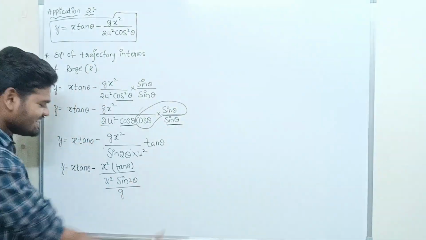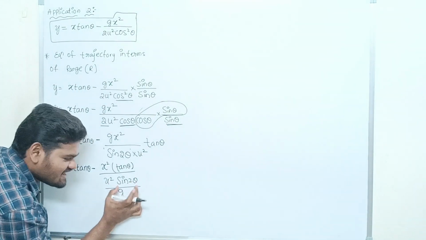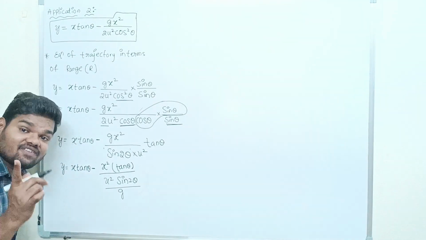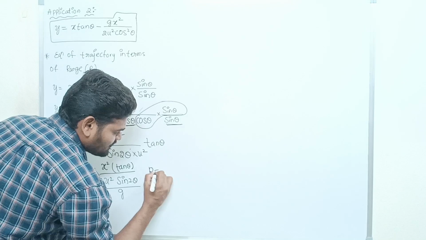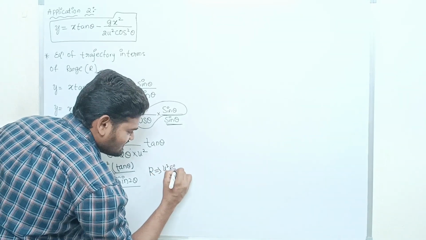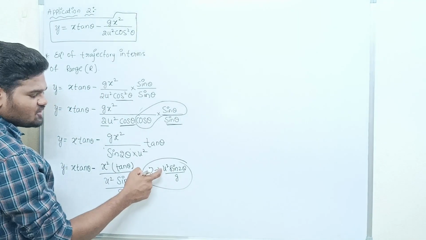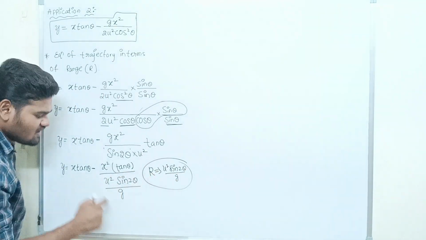Okay, right. So what is u square sin 2 theta by g? U square sin 2 theta by g is the formula for range. What is range? U square sin 2 theta by g. That's it. So just write u square sin 2 theta by g is equal to R here.